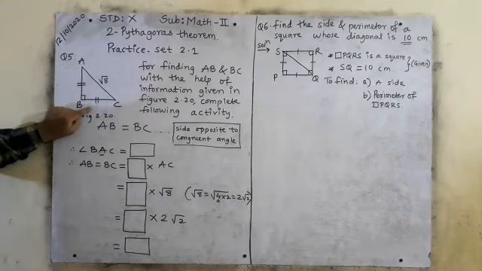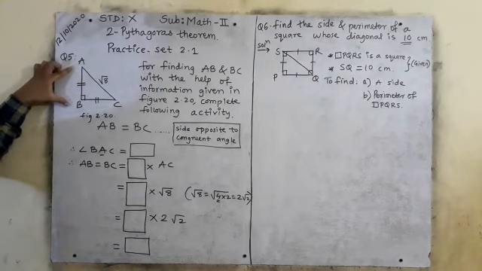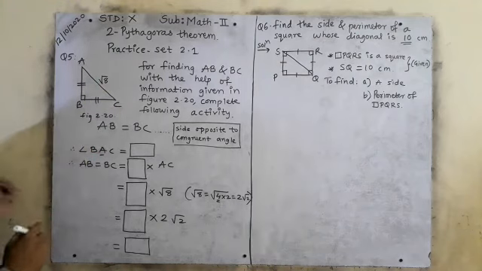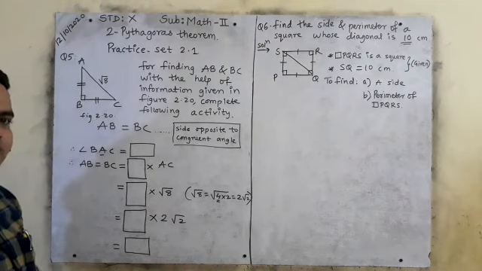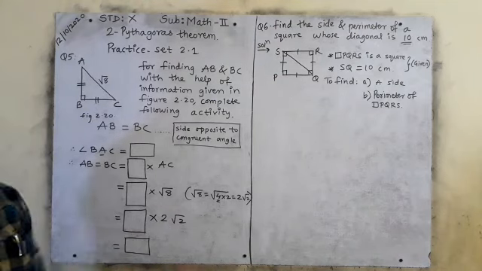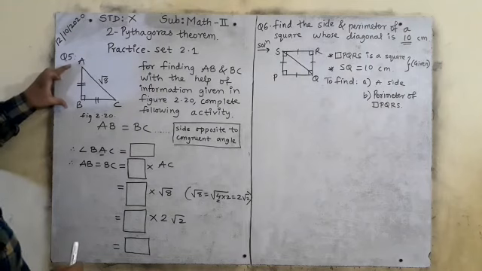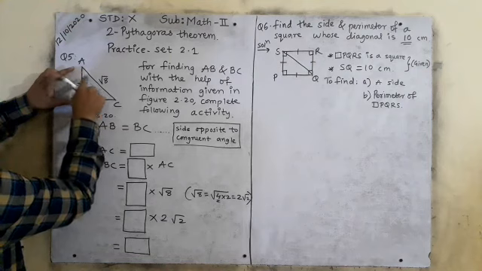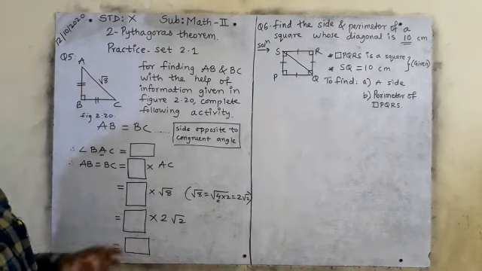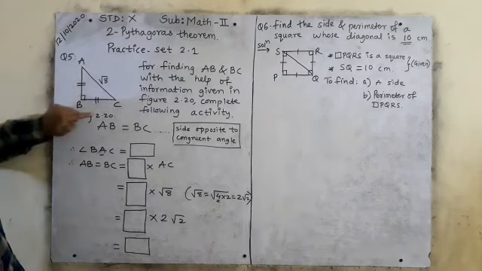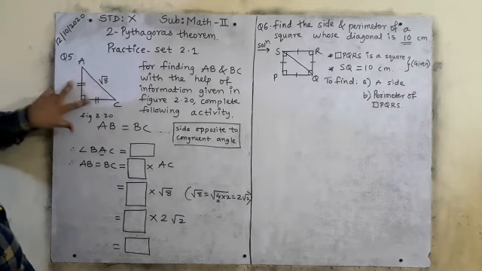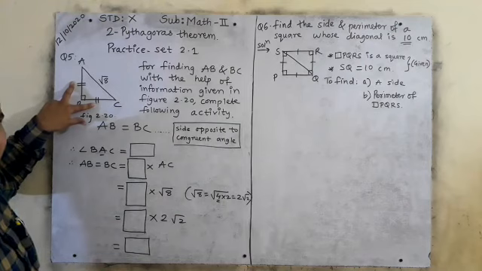Can you see these two identical marks? It means side AB is equal to side BC. And can you see this 90 degrees also here? Just now I have explained to you the property of 45 degree and 90 degree. In that we have seen that these two sides were congruent. Why? Because their angles were congruent. So whenever you see a right angle triangle having two sides congruent, it means it is an isosceles right angle triangle, right?